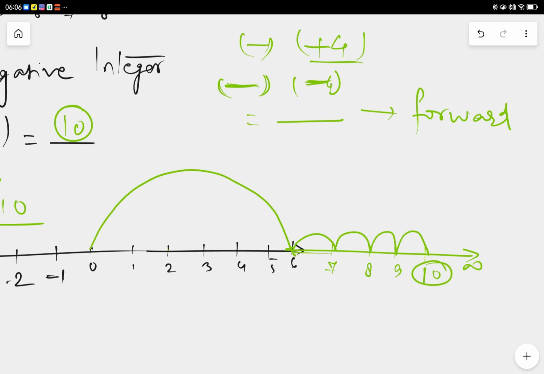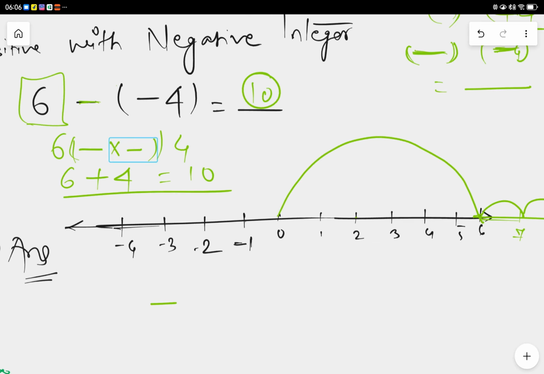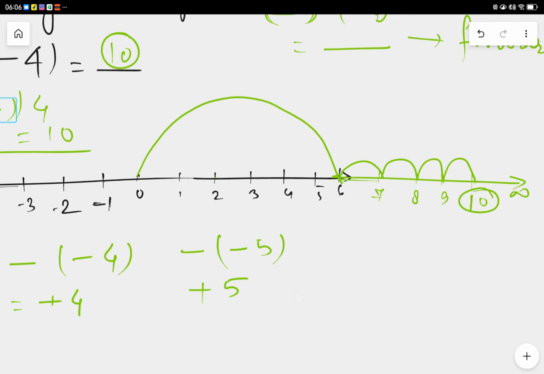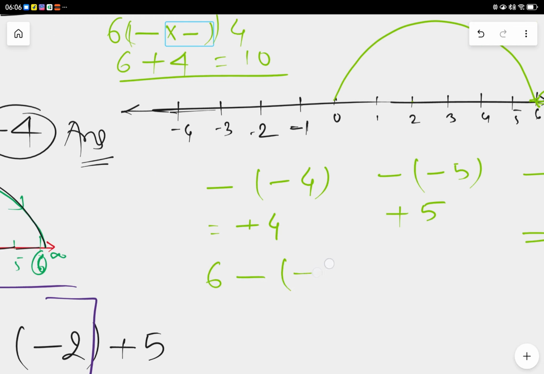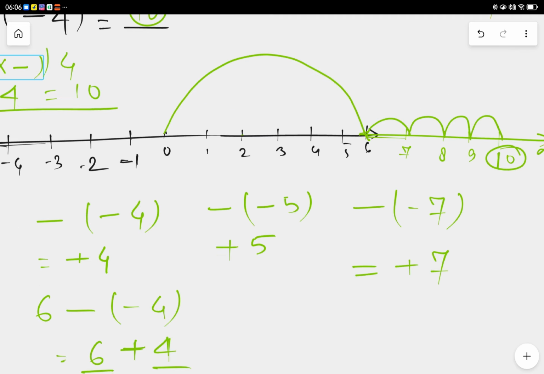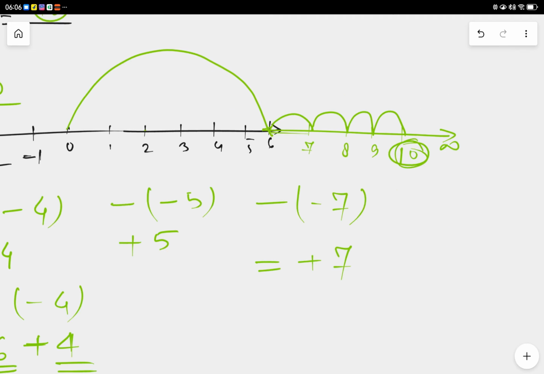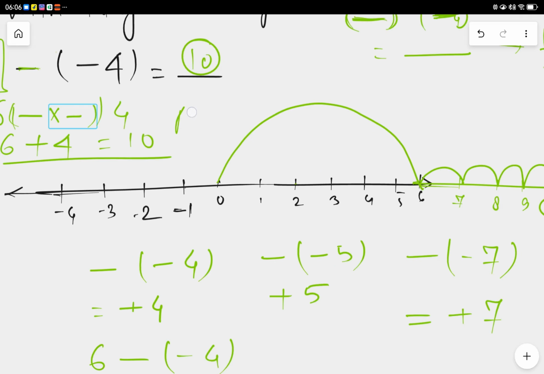So what is the theory? If negative comes with a negative integer, then actually it becomes +4. If negative comes with a -5, it actually becomes +5. If negative comes with -7, actually it will become +7. So here the question was 6 minus -4. It actually becomes 6 plus 4, and that means you have to jump 6 units forward and 4 units forward, and that's what we did here. So we finally land up at 10, and the answer is 10.